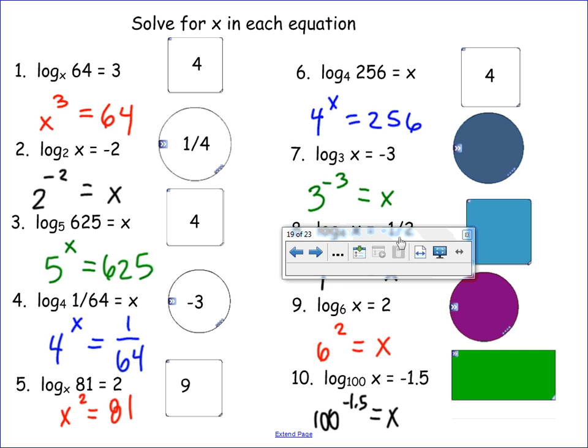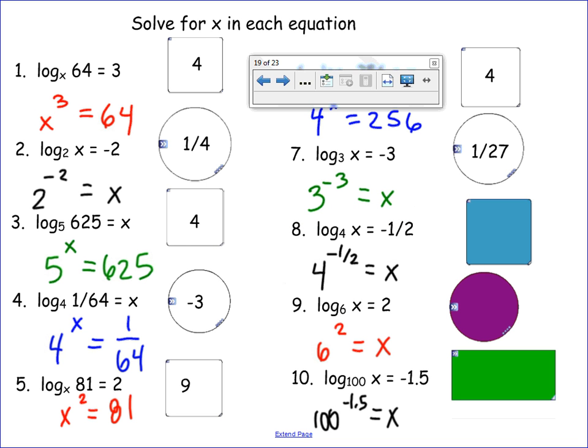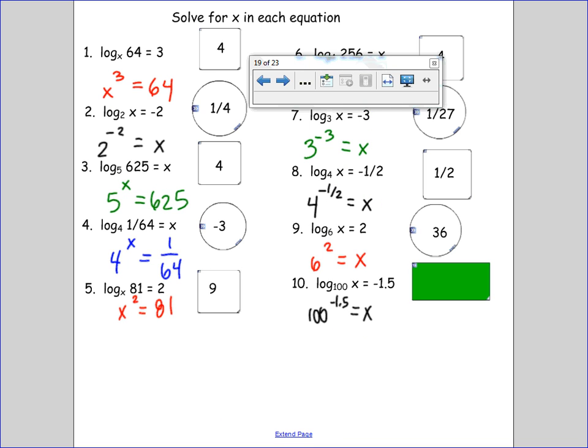4 to the fourth power equals 256. 1/27 is 3 to the -3rd. 4 to the -1/2 is 1 over 4 to the positive 1/2. That's the same as 1 over the square root of 4, and that's 1/2. So 1/2 is number 8. 6 squared is 36.